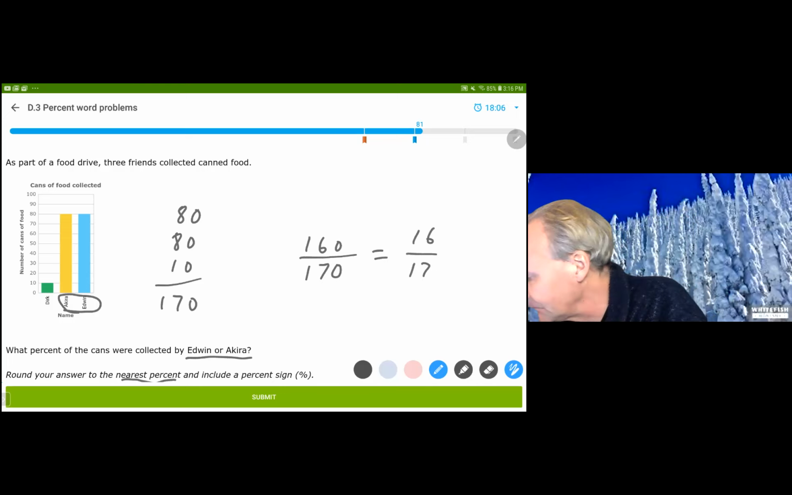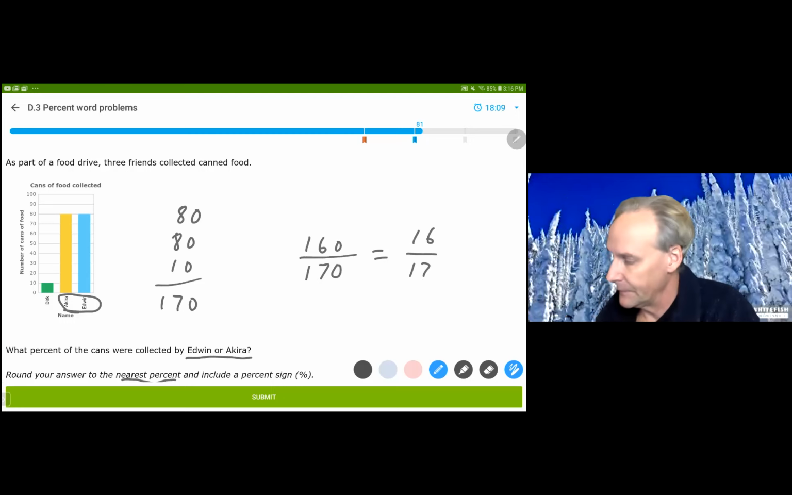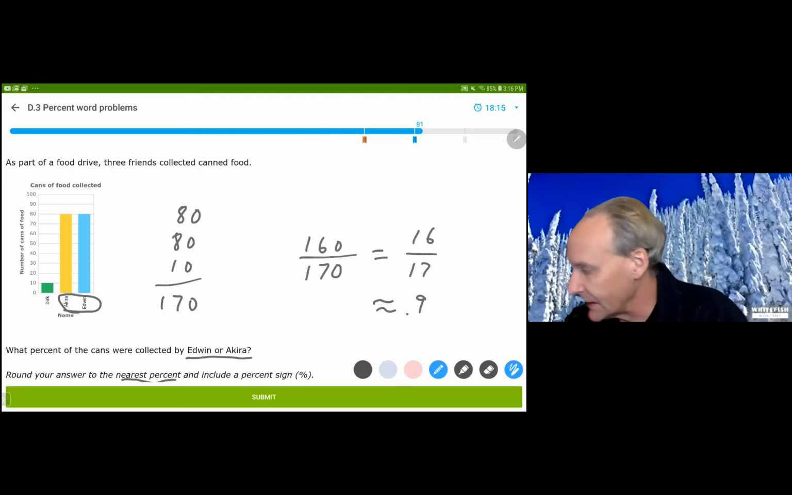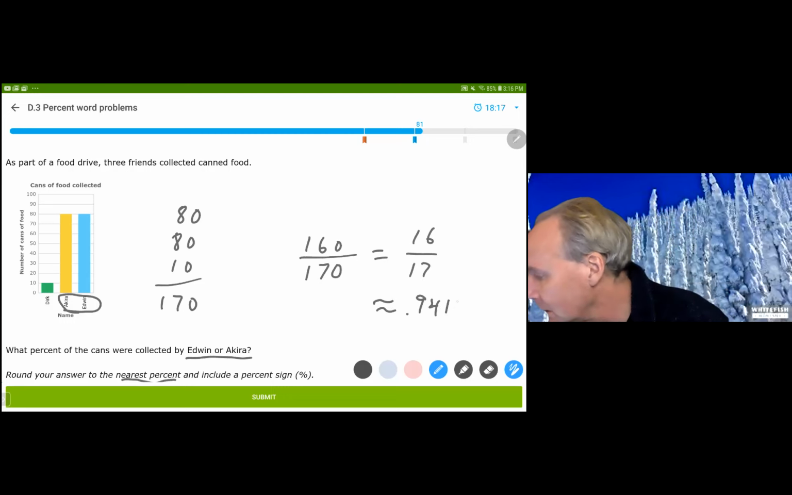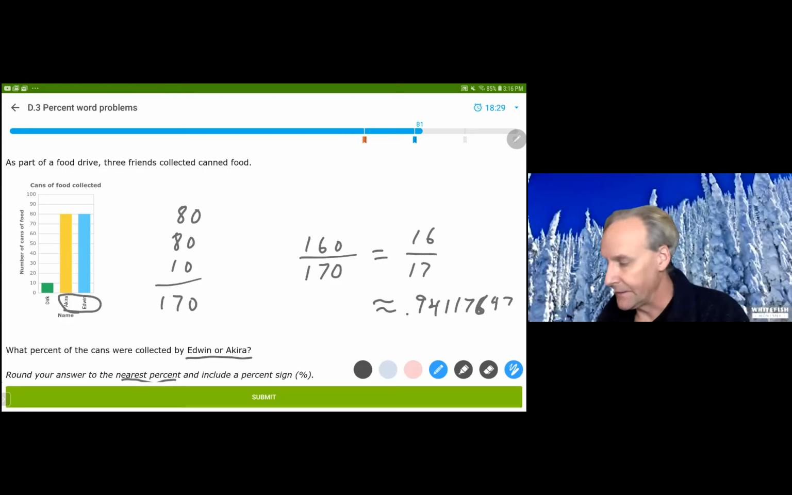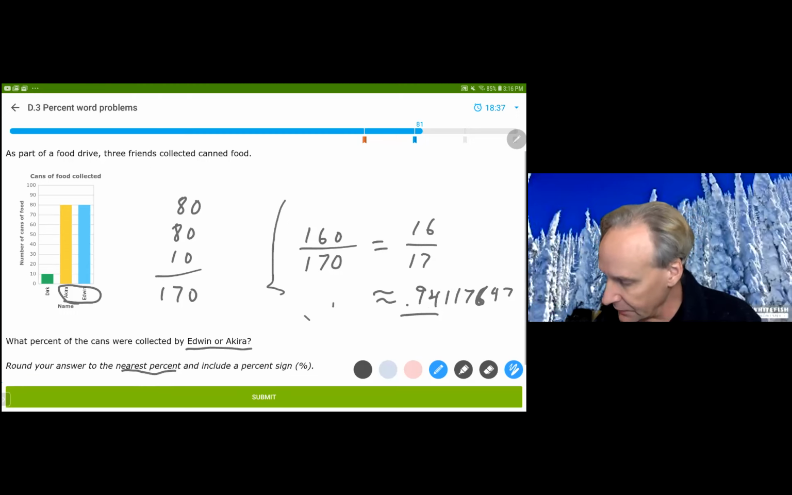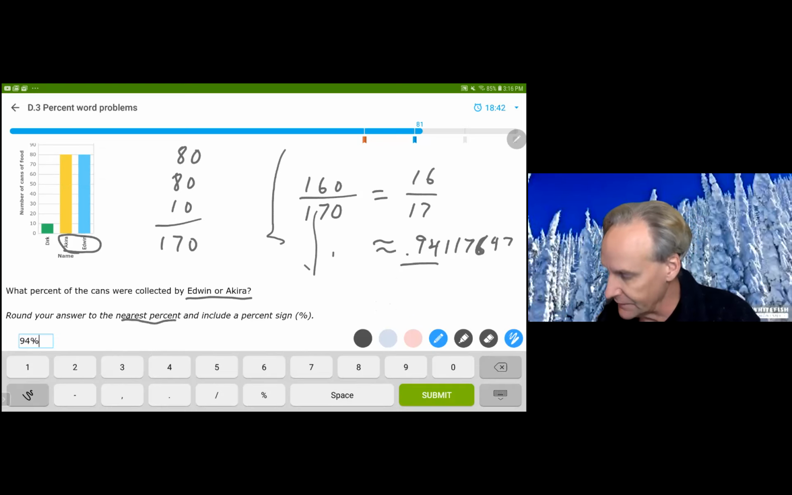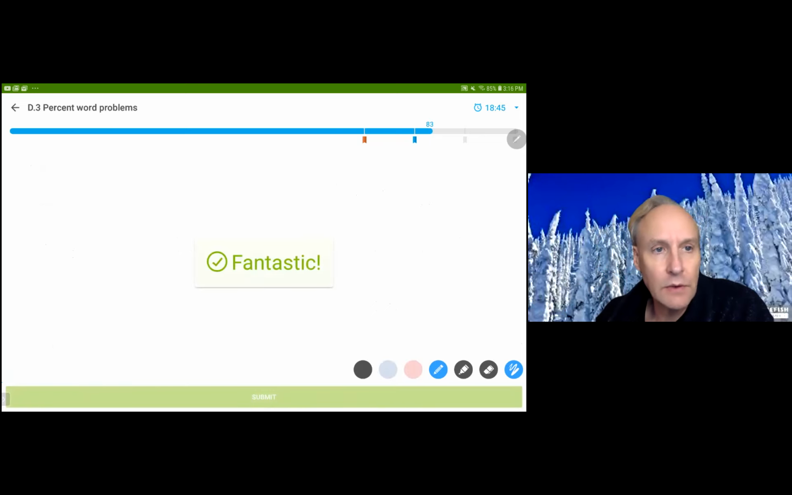16 divided by 17 is going to be approximately 0.9411. Notice I put the approximately equal sign because I'm not going to write down all the decimal places. It's actually 1, 7, 6, 4, 7, and so on. And it's still approximate because I'm assuming that 17 continues. But the thing that's important is that we round it to 0.94 or 94%. Hopefully that's clear. There we go. 94. And we're supposed to write it with the percent symbol. Okay, let's see what's next.